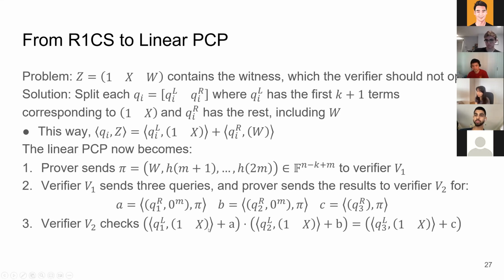And so the verifier can check that the inner product of the left-hand side plus A, which it received from the prover, times the inner product of the left-hand side plus B, which it received from the prover, equals the inner product of the left-hand side times C, plus C, which it received from the prover. So in this way, the verifier will have to do this computation on the public information itself, but it will trust the prover for the parts that depend on the private information, which is the witness.